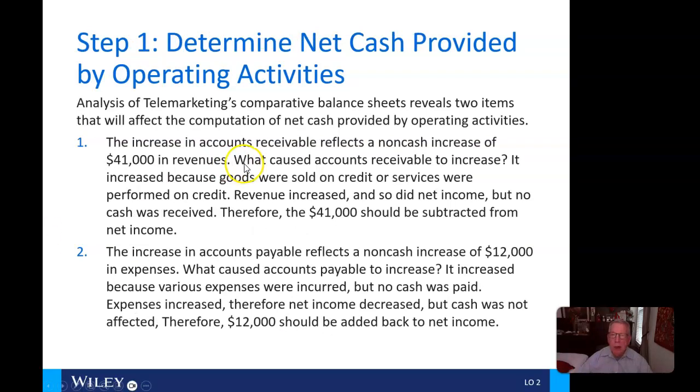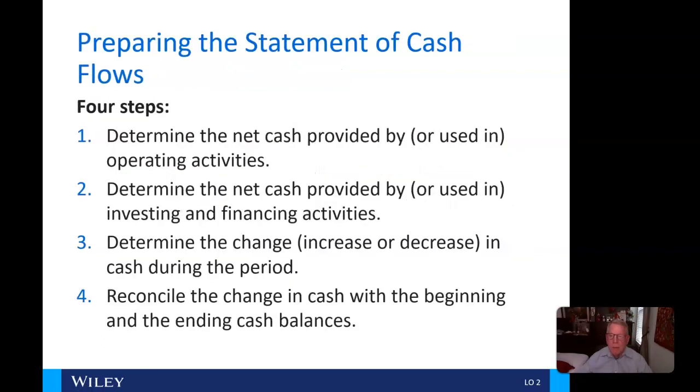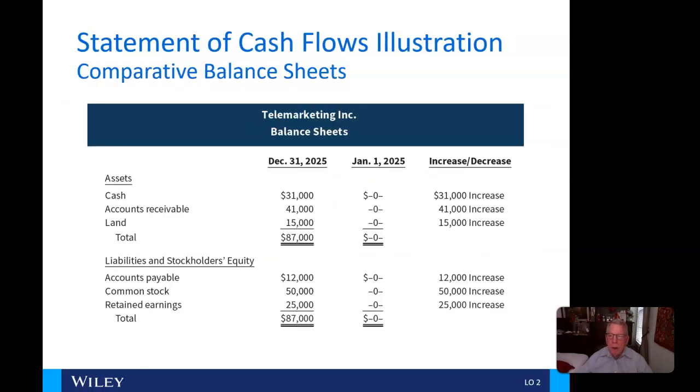Okay, let's take a look at operating activities. Here, Telemarketing's comparative balance sheet reveals 2 items that are going to affect the computation of net cash provided by operating activities. There was an increase in accounts receivable. So let's go back. Here's an increase of accounts receivable.